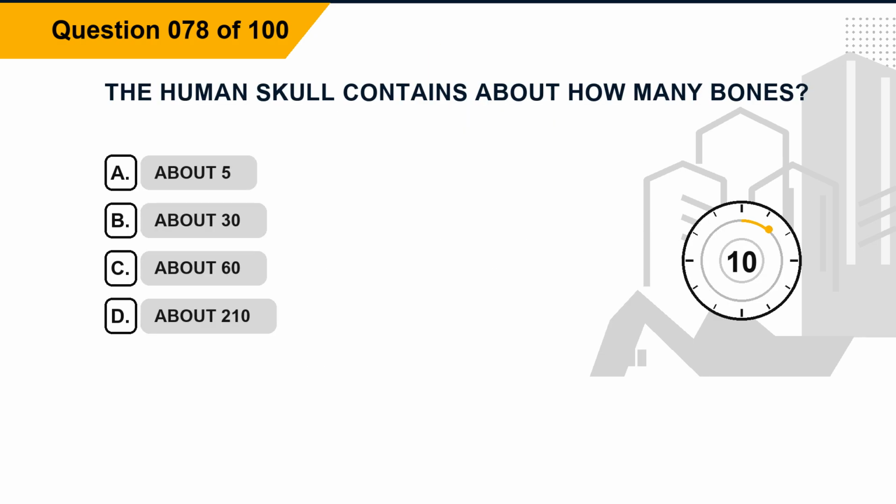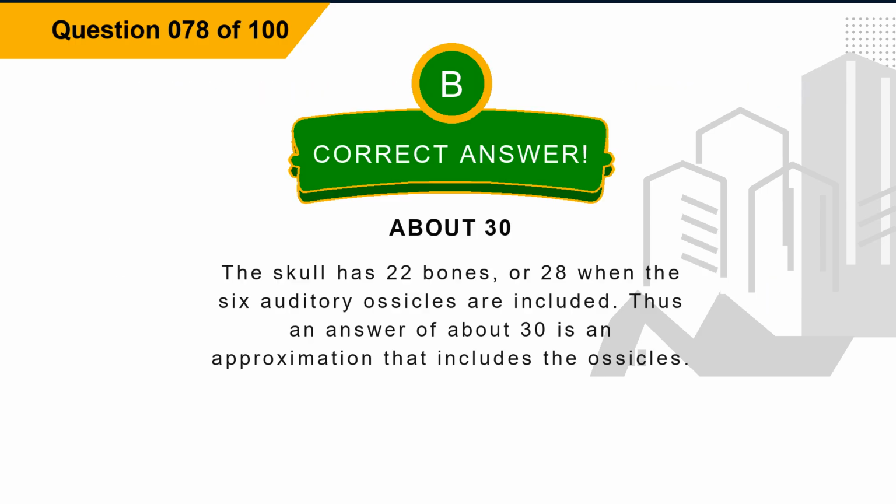Question 78. The human skull contains about how many bones? Option A, about 5. Option B, about 30. Option C, about 60. Option D, about 210. The correct answer is option B, about 30. Explanation. The skull has 22 bones, or 28 when the 6 auditory ossicles are included. Thus an answer of about 30 is an approximation that includes the ossicles.